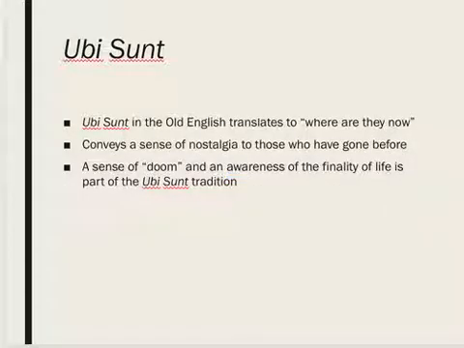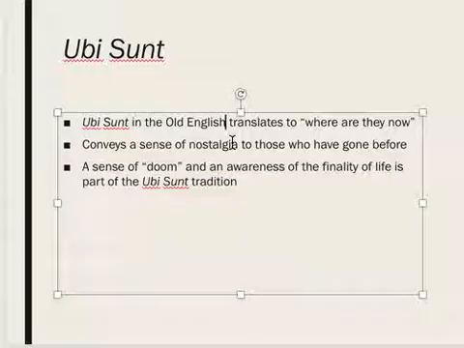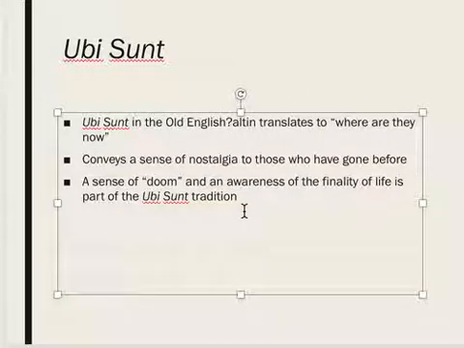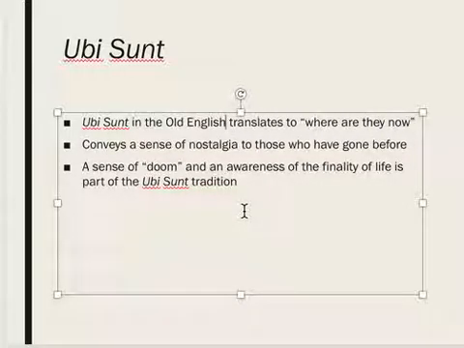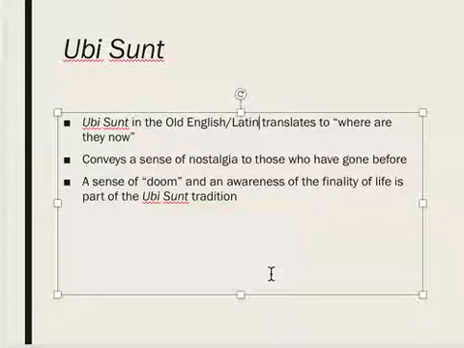Another theme that you will see in Anglo-Saxon writing, which tends to be somewhat unique to the writing of the Middle Ages, is the concept of the ubi sunt. So the ubi sunt, particularly in the Latin, translates to where are they now? And it conveys a sense of nostalgia for those who have gone before. The whole idea behind it is that there's a sense of doom and an awareness of the finality of life. That is a part of the ubi sunt. So again, specifically it's in the Latin, but you will see it in several Old English texts. So sorry for the clarification there.